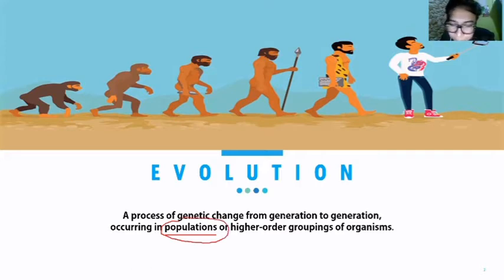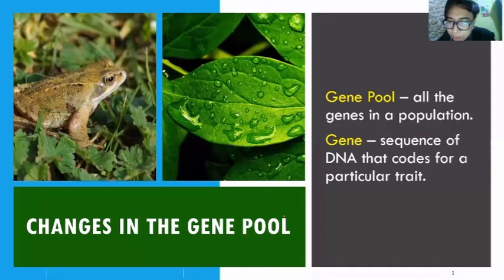What specifically changes here is the gene pool. Now, a gene pool is all the genes in a population. A gene is a sequence of DNA that codes for a particular trait. So if we think about the population in our classroom right now, and look specifically at hair, we have students with curly hair and we have students with straight hair. That means that the gene pool includes a gene for curly hair and a gene for straight hair.